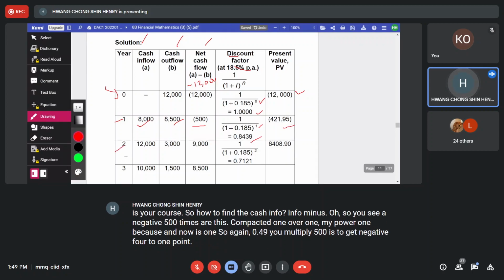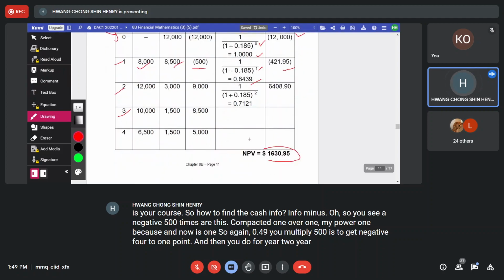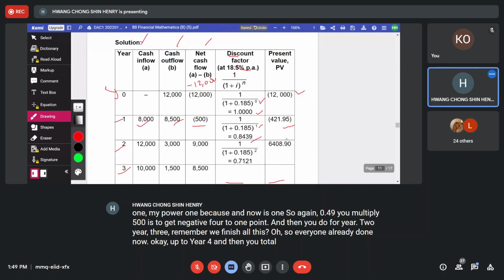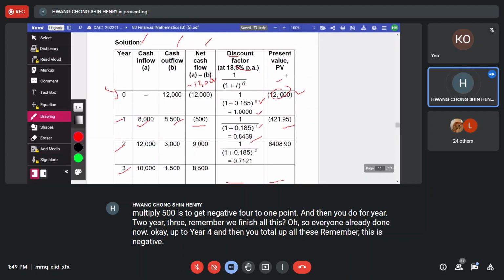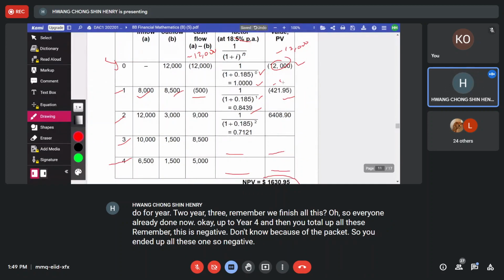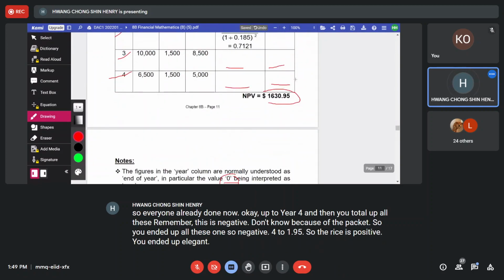And then you do for year 2, year 3. Remember, we have finished all this. So I hope everyone already done now. Okay, up to year 4. And then you total up all this. Remember, this is negative 12,000 now because of the bracket. So you add it up all this. This one also negative 421.95. So the rest is positive. You add it up. Everyone, do you get this?